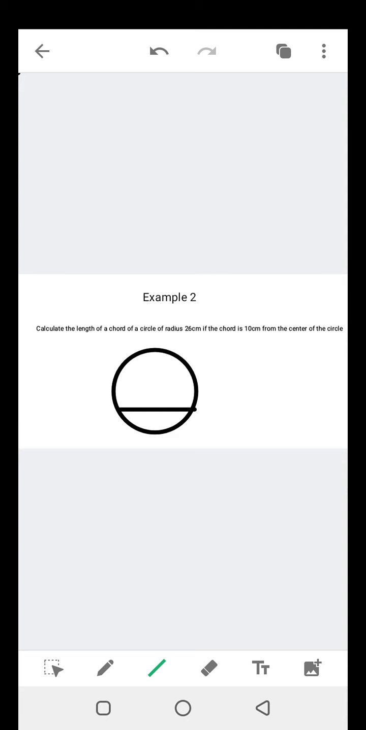Of a circle of radius 26 centimeters. Let's say this is the center of the circle and we draw the radius from here to here. So the radius here is 26 centimeters. If the chord is 10 centimeters from the center of the circle, from here to here, it is 10 centimeters.